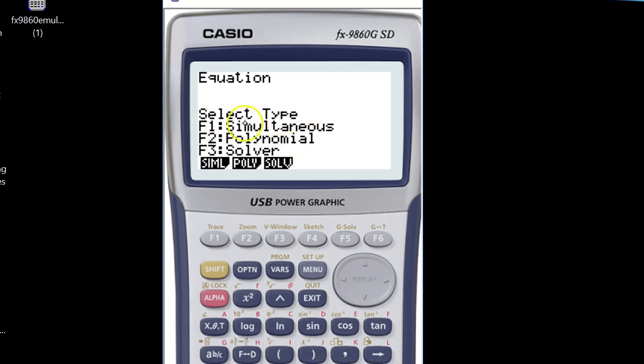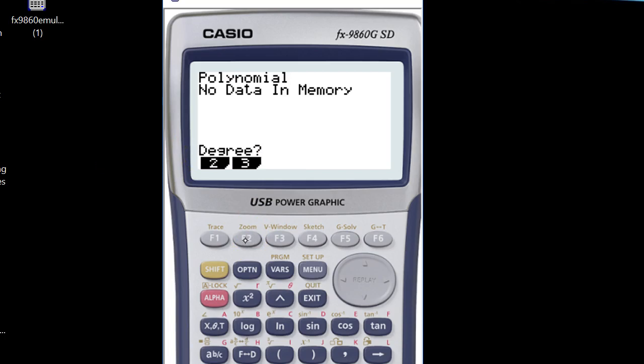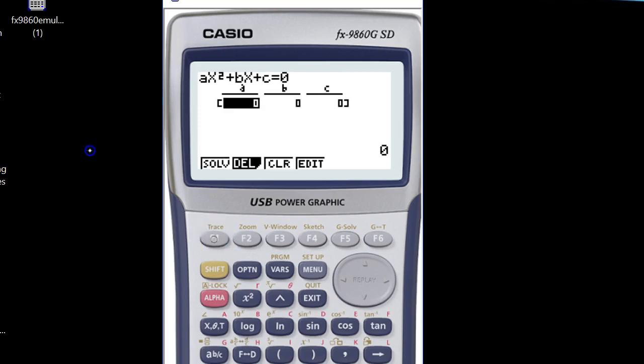Alright, now let's concentrate on this polynomial. When we click on the F2, which is the polynomial, it then says, do you want polynomial of degree 2 or 3? We're looking at quadratics, so we are looking at degree 2. So I'm just going to type F1 here. Now what happens is it opens up a matrix. Now you may not have done matrices before, but that doesn't matter.